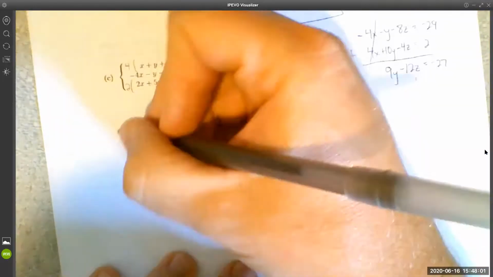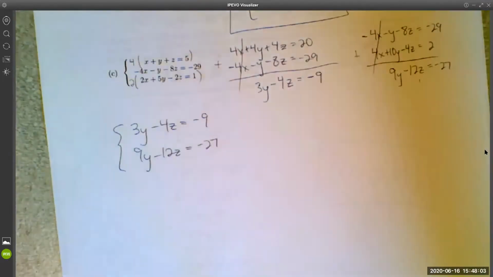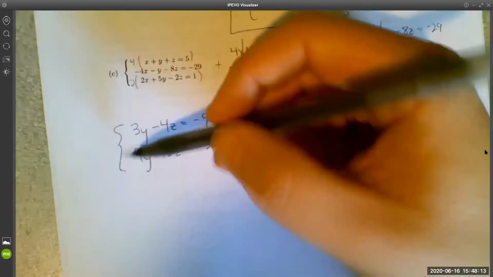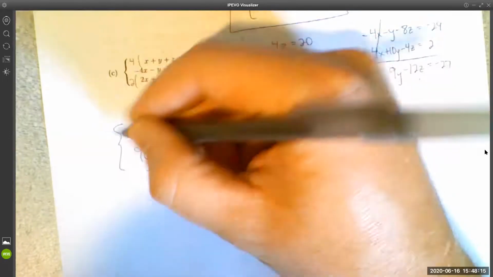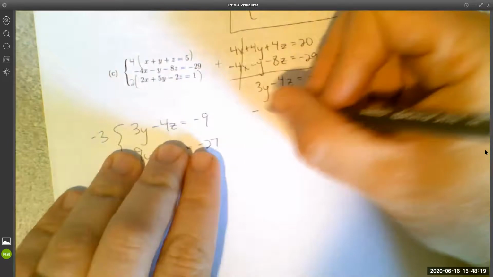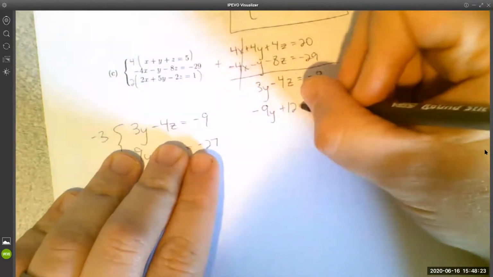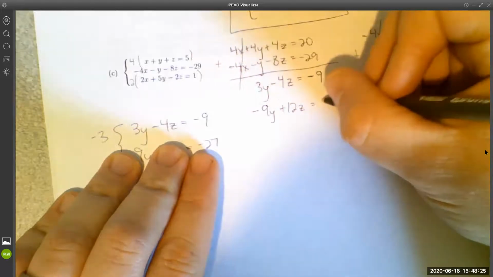Oh, and you might notice something fishy already. If you don't, then all it takes is one more step for you to see it. So let's say that we want to eliminate the y's, right? The easiest way to do that would be to multiply the top one by negative 3, right? So we're going to have negative 9y plus 12z equals positive 27.